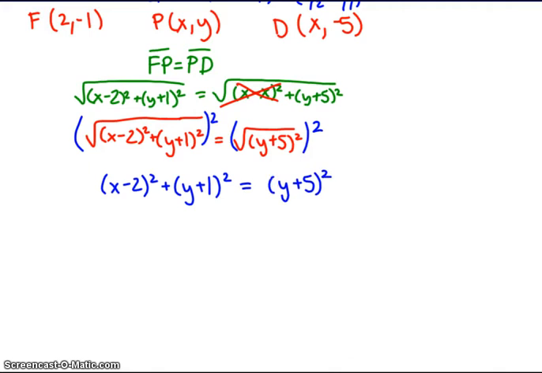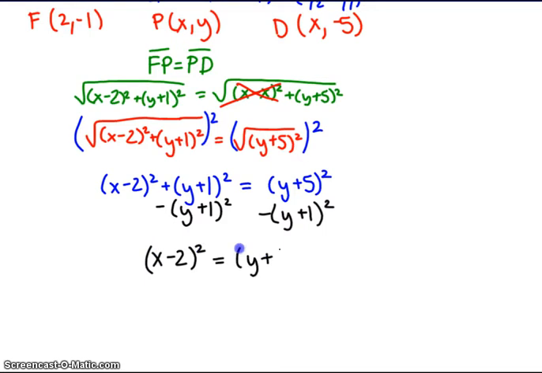Now in the equation of a parabola, it's always y equals something. So let's go ahead and move all the y's over to one side. I'm going to begin by subtracting this whole binomial, (y plus 1) squared, and I'm going to do that to both sides. So we have (x minus 2) squared on this side is equal to (y plus 5) squared minus (y plus 1) squared. Now we can actually combine like terms here.